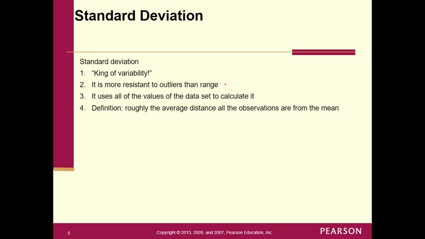And so what exactly is its definition? Its definition is this. It's roughly the average distance all the observations are from the mean. And so if you had a data set and you calculated the standard deviation to be 7, what that's telling you is that the observations are roughly 7 units on average from the mean. Okay.